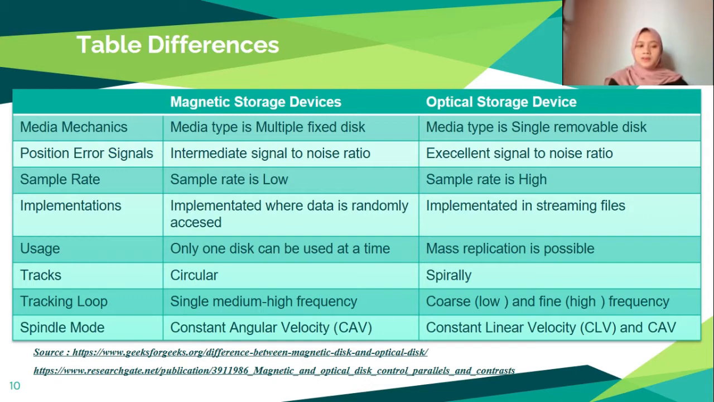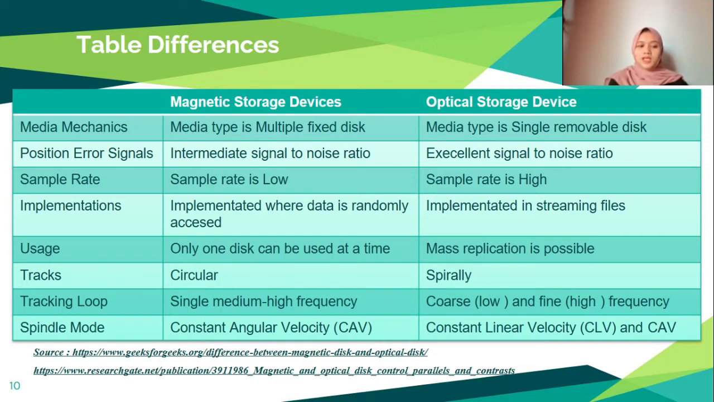And the third is sample rate. Magnetic storage sample rate is low and the optical storage is high. Number 4 is implementation. Magnetic storage is implemented where the data is randomly accessed, and optical storage is implemented in streaming file. The 5 is usage. Magnetic storage uses one only disk can be used at a time, and optical storage mass replication is possible. And the 6 is tracks. Magnetic storage track is circular and optical storage track is spiral.